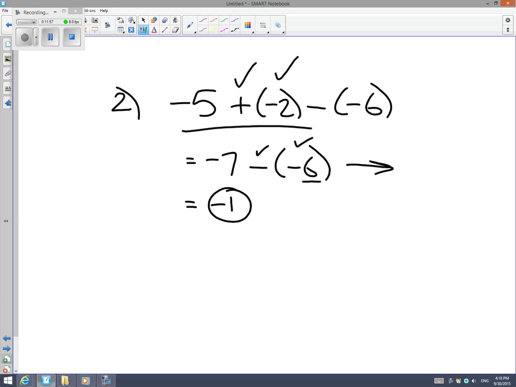This is where we're going to pick it up tomorrow, right before we do order of operations. Good luck. I know you can do it if you just think your way through it.